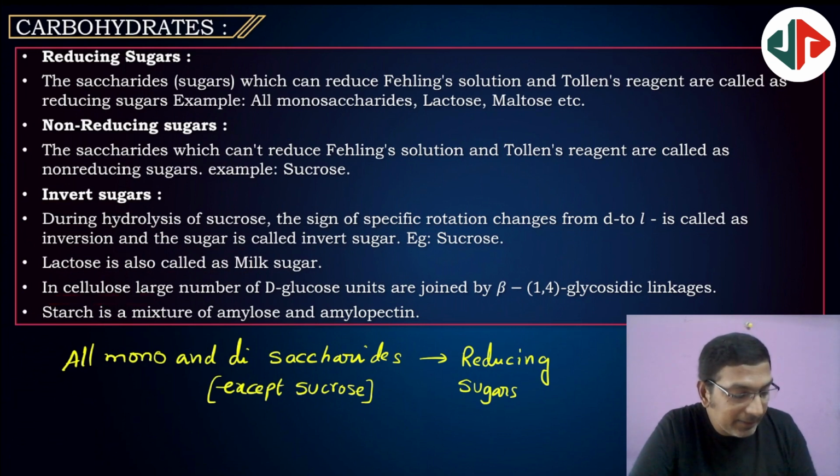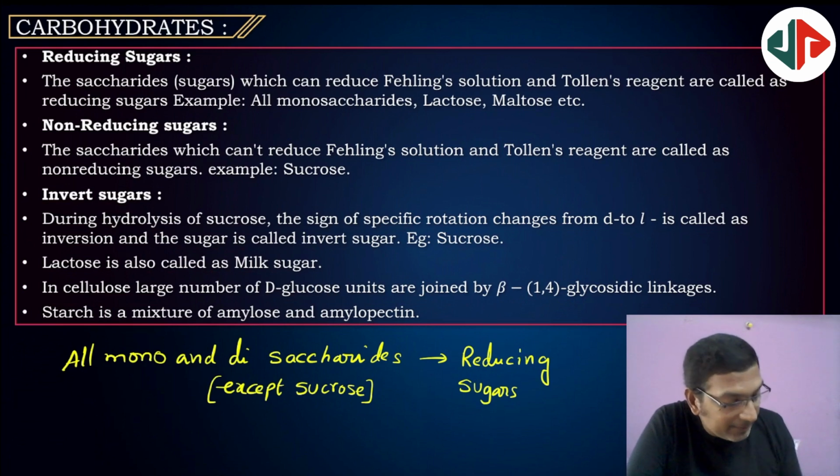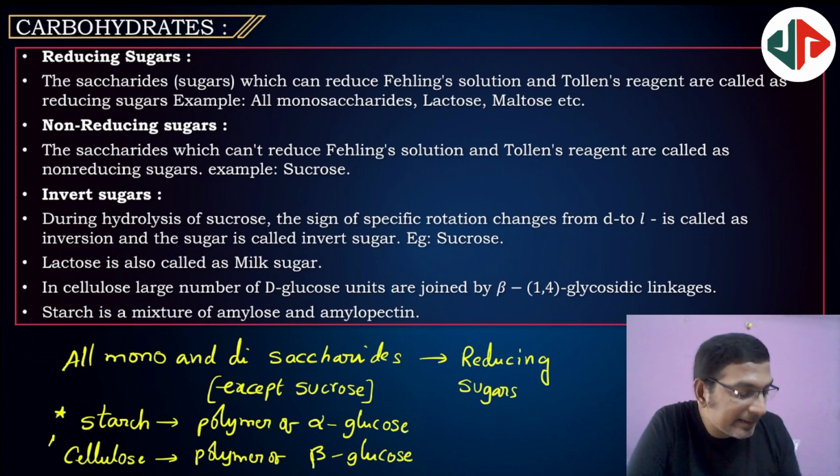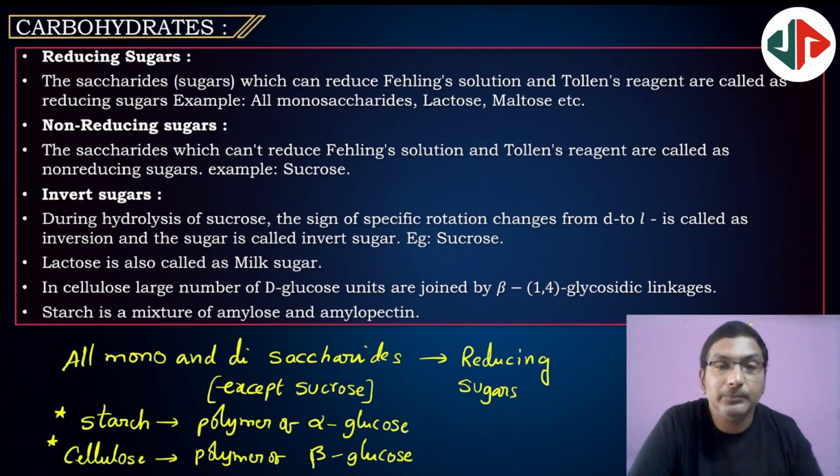Next, in cellulose, beta-D-glucose units are joined by beta-1,4-glycosidic linkage. Next, starch is a mixture of amylose and amylopectin. These are the two components of starch. So, starch is a polymer of alpha glucose, and cellulose is a polymer of beta glucose. These two are polysaccharides. Remember this.